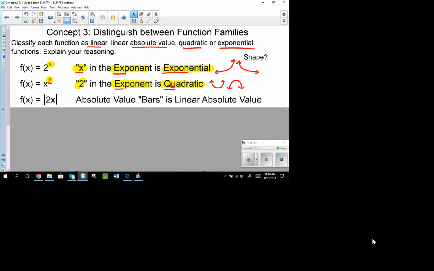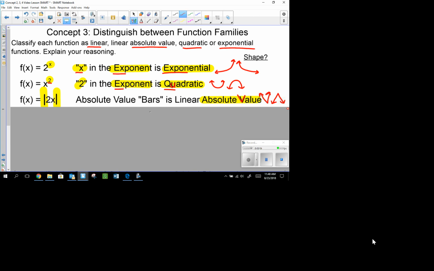The next one we looked at in class was linear absolute value. This one should be fairly easy. We should know that these are absolute value bars, is what I call them. Therefore, it's an absolute value function family. Okay? And then also in class, I talked about absolute value is spelled with a V. Therefore, the shape is V-shaped. And again, that could be a regular V or an upside down V. So we have some hints there.